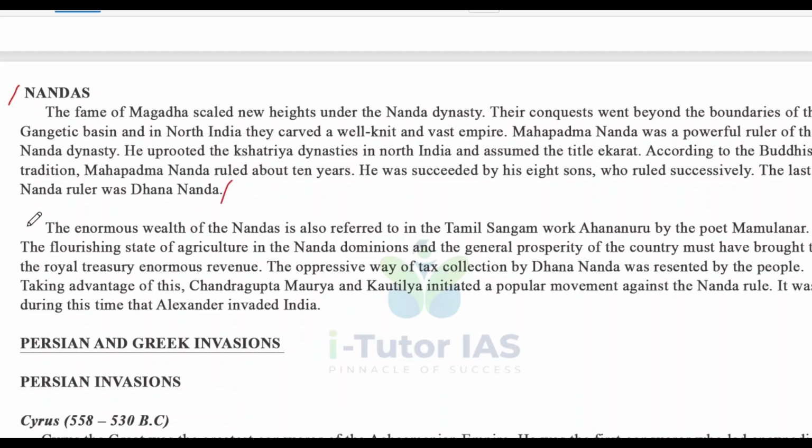The enormous wealth of the Nandas is also referred to in the Tamil Sangam work, that is Aganaanooru, by the poet Mamulanar. The flourishing state of agriculture in the Nanda dominion and the general prosperity of the country must have brought to the royal treasury enormous revenue.